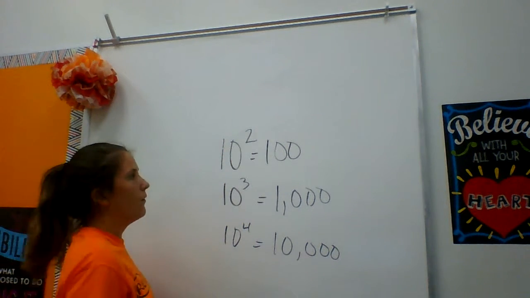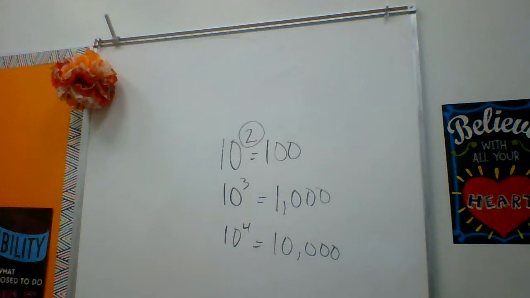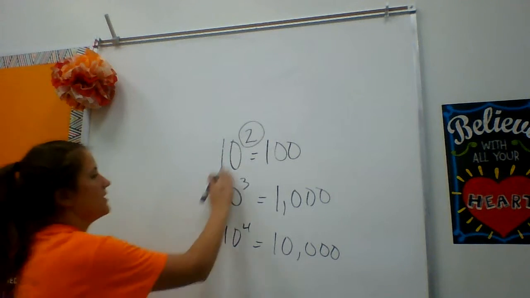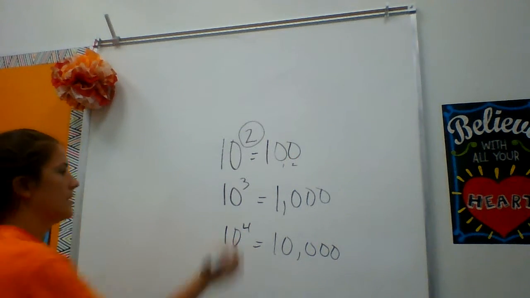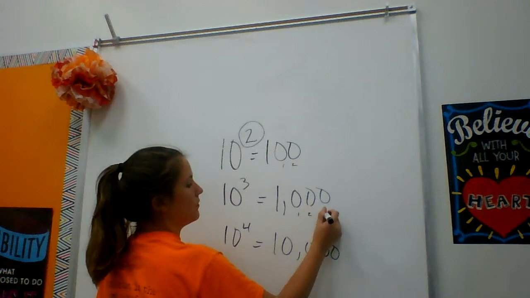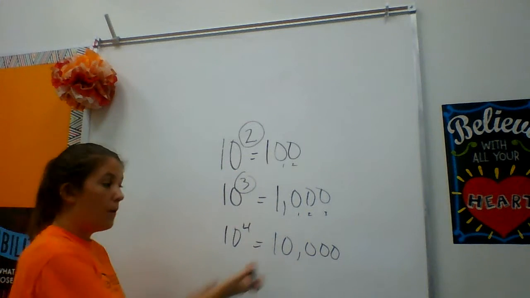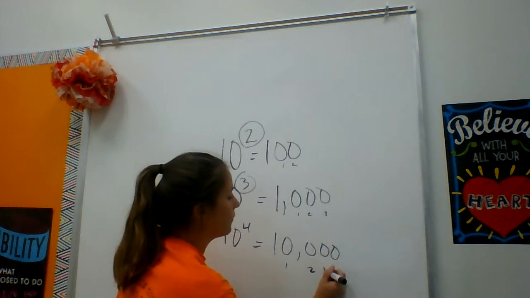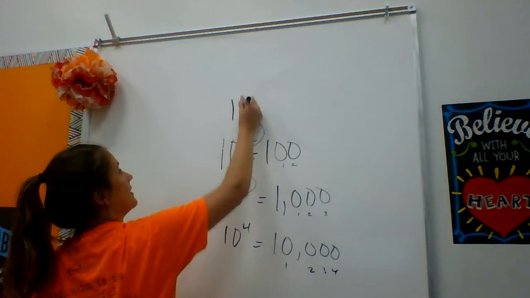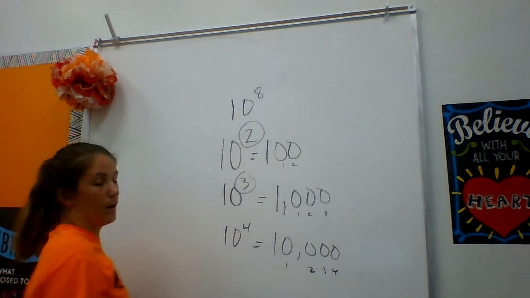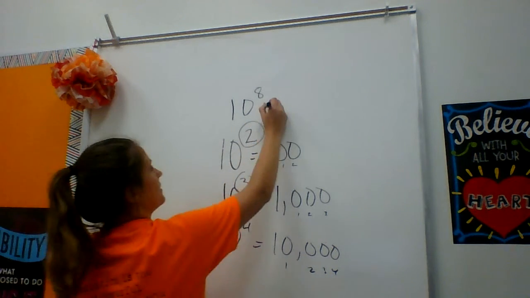10 to any power, the power that the 10 is raised to tells us the number of zeros we will have. 10 to the second power has 1, 2 zeros. 10 to the third power has 1, 2, 3 zeros. 10 to the fourth power has 1, 2, 3, 4 zeros. You may be able to make a guess. 10 to the eighth power, how many zeros do you think that's going to have? Yeah, 8 zeros.